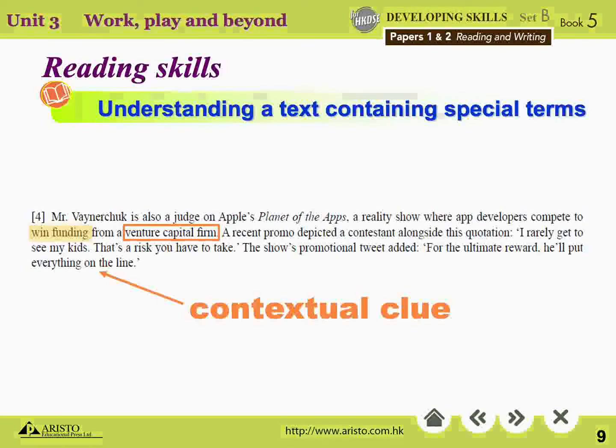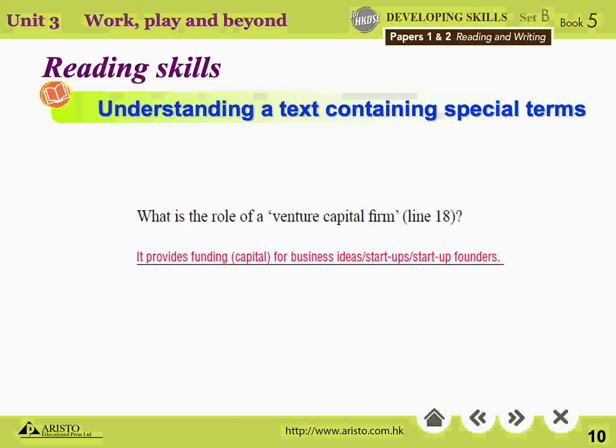One contextual clue can be found in the same sentence. In the show Planet of the Apps, the app developers compete to win funding from a venture capital firm. This means that venture capital firms can give funding to app developers. From our reading of the contextual clues, we know the answer is, it provides funding for business ideas, startups, or startup founders.